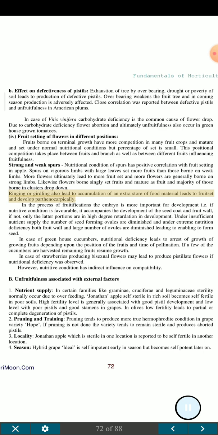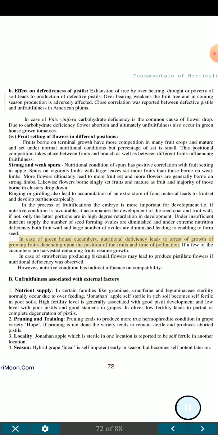Ringing or girdling also leads to accumulation of an extra store of food material, leads to fruit set and develops parthenocarpically. In the process of fruitification, the embryo is more important for development, i.e. if nutritive condition is favorable, it accompanies the development of the seed coat and fruit wall. If not, only the latter portions show a high degree of retardation in development. Under insufficient nutrient supply, the number of seed-forming ovules is diminished, and under extreme nutrition deficiency, both fruit wall and a large number of ovules are diminished, leading to inability to form seed.